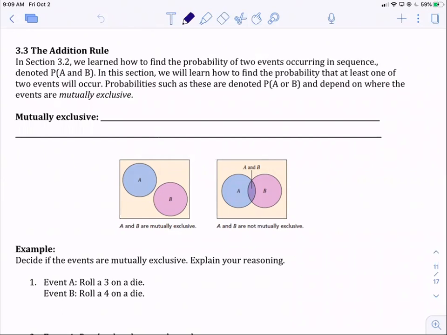So first we need to know what mutually exclusive means. This is when two events A and B cannot occur at the same time. You have a picture here that shows the one on the left, A and B, there's no overlap, so those probabilities are separate, so they are mutually exclusive. Looking at the one on the right, there's some overlap of when A and B occurs, and we'll talk about what that looks like because it's going to affect how we find our probability.